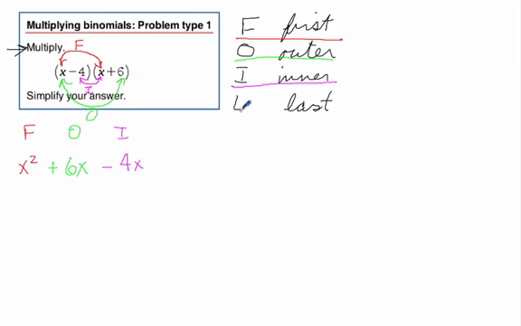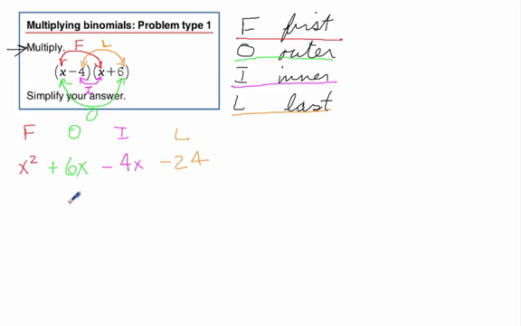And then our last, of course, is the only thing we have left. The last things of each parentheses. That's a negative 4 times a positive 6. So for our last, we get a negative 24.